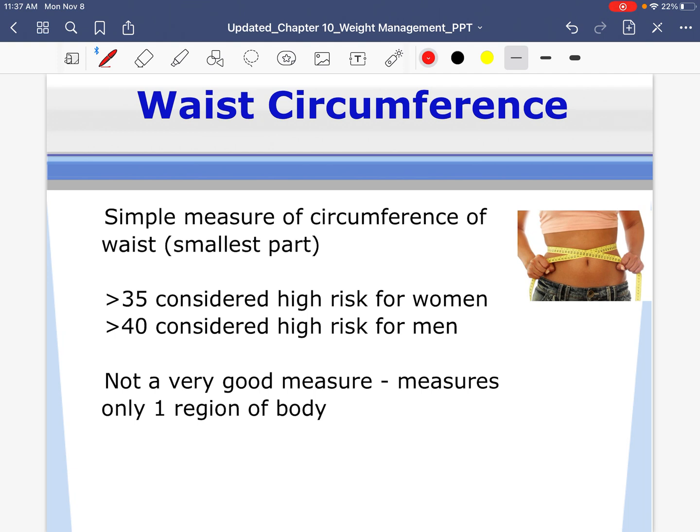What this is supposed to tell us is if the ratio is above a certain amount, it is considered to tell you if you're at a higher or lower risk for cardiovascular disease.